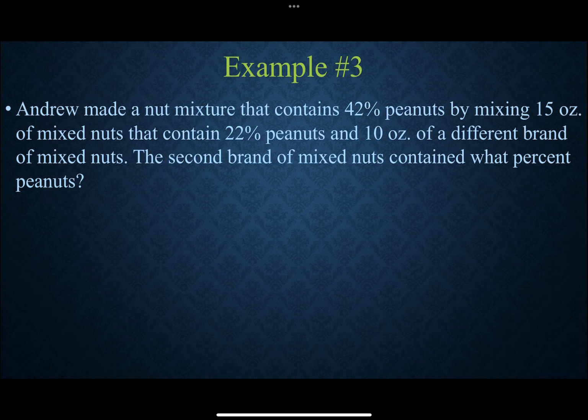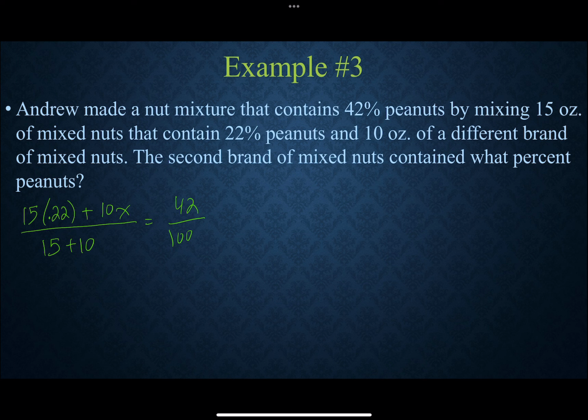So we know that the 22% goes with the 15 ounces. So we have 15 times the 0.22, and the 10 ounces goes with an unknown percentage. And we know the two individual amounts are 15 and 10. The mixture is 42%. Again, they literally tell us Andrew made a nut mixture containing 42% peanuts. That is the overall mixture right there.